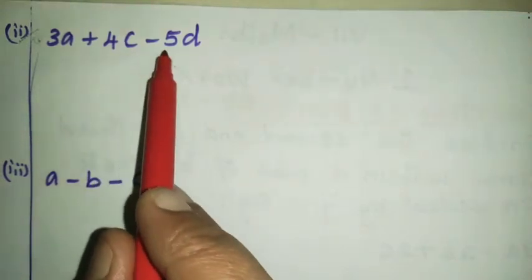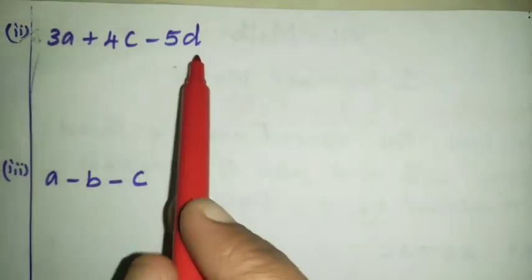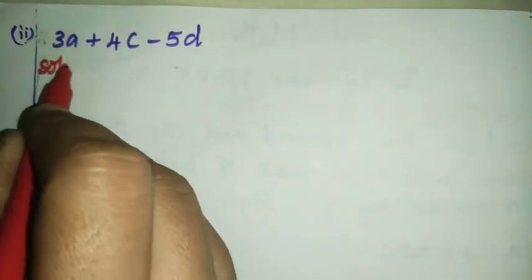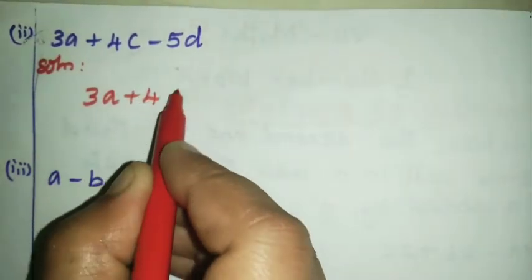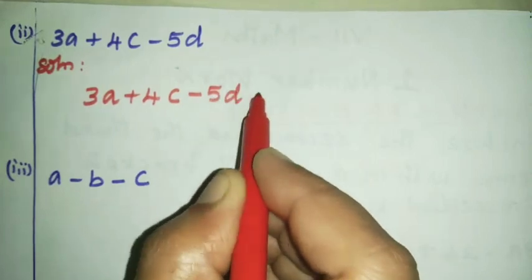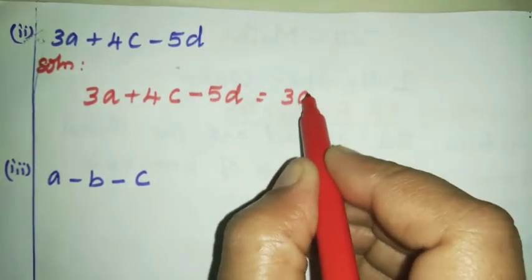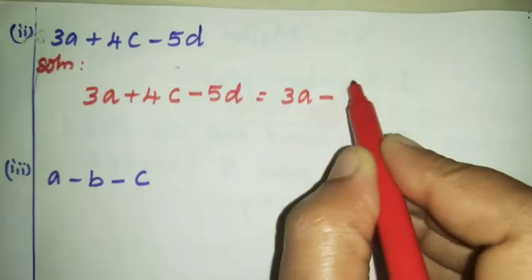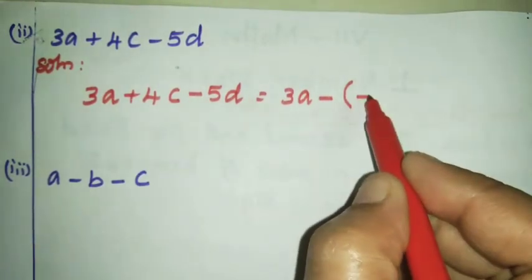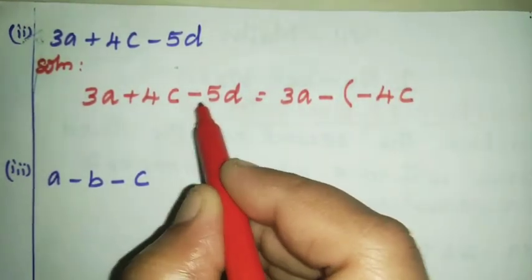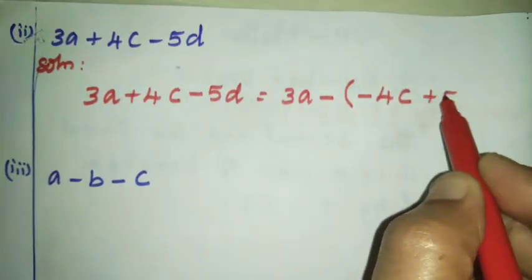Next, question number 2: 3a plus 4c minus 5d. Here the second term is 4c, the third term is minus 5d. Enclose the second and third term within a pair of brackets preceded by a negative sign. The solution is 3a plus 4c minus 5d, which is equal to, the first term is 3a, then put the minus sign, start the bracket. Here the second term, plus 4c, is changed into minus 4c, and minus 5d is plus 5d.